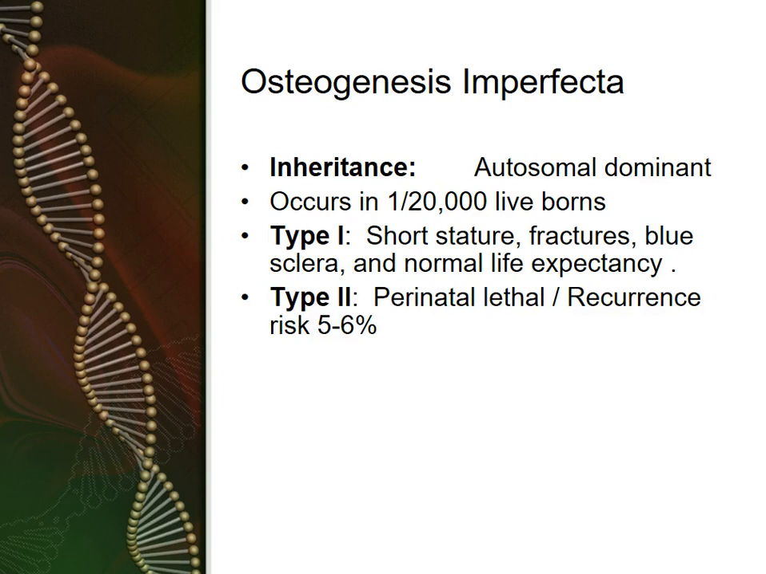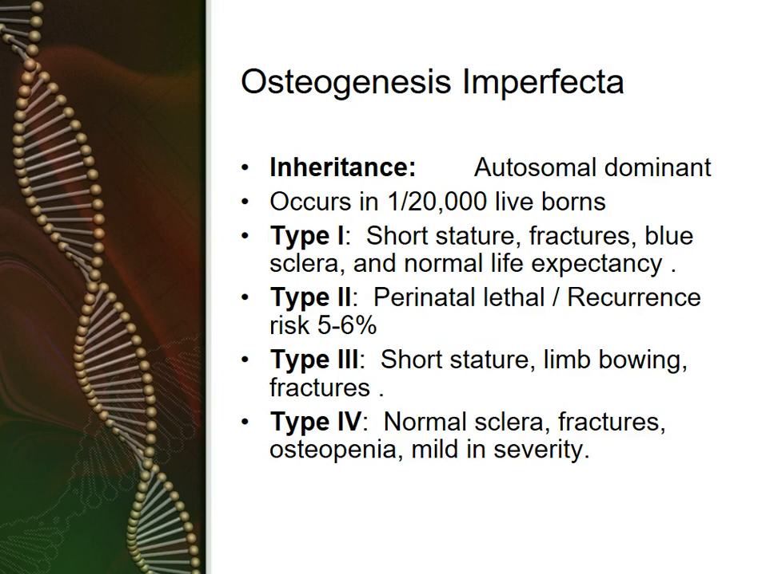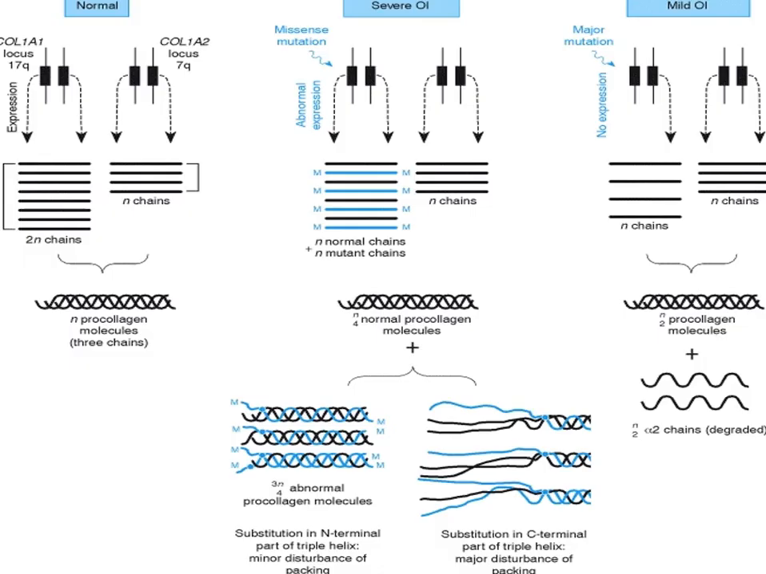Type 2 is a perinatal lethal. There are fractures prenatally. So in a water bath, they're fracturing. The recurrence risk is about 5 to 6%. This is usually de novo. But what often happens is one of the parents carries it in some of their germ cells in rare cases. And then it will be 50%. Type 3 is short stature, significant short stature, limb bowing, and fractures. And then type 4, there's normal sclera, fractures. It's kind of in between 1 and 3.